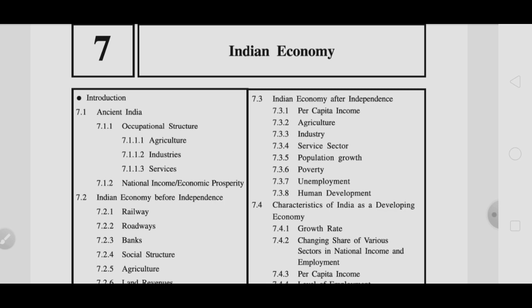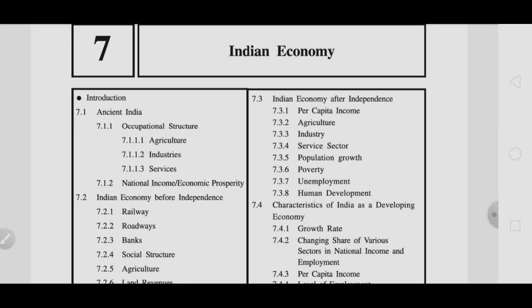So here, first of all, in ancient India we are going to discuss the occupational structure, that is, agriculture is the primary sector, while industries is the secondary and services is the tertiary sector. Then we will discuss the national income and economic prosperity of ancient India.